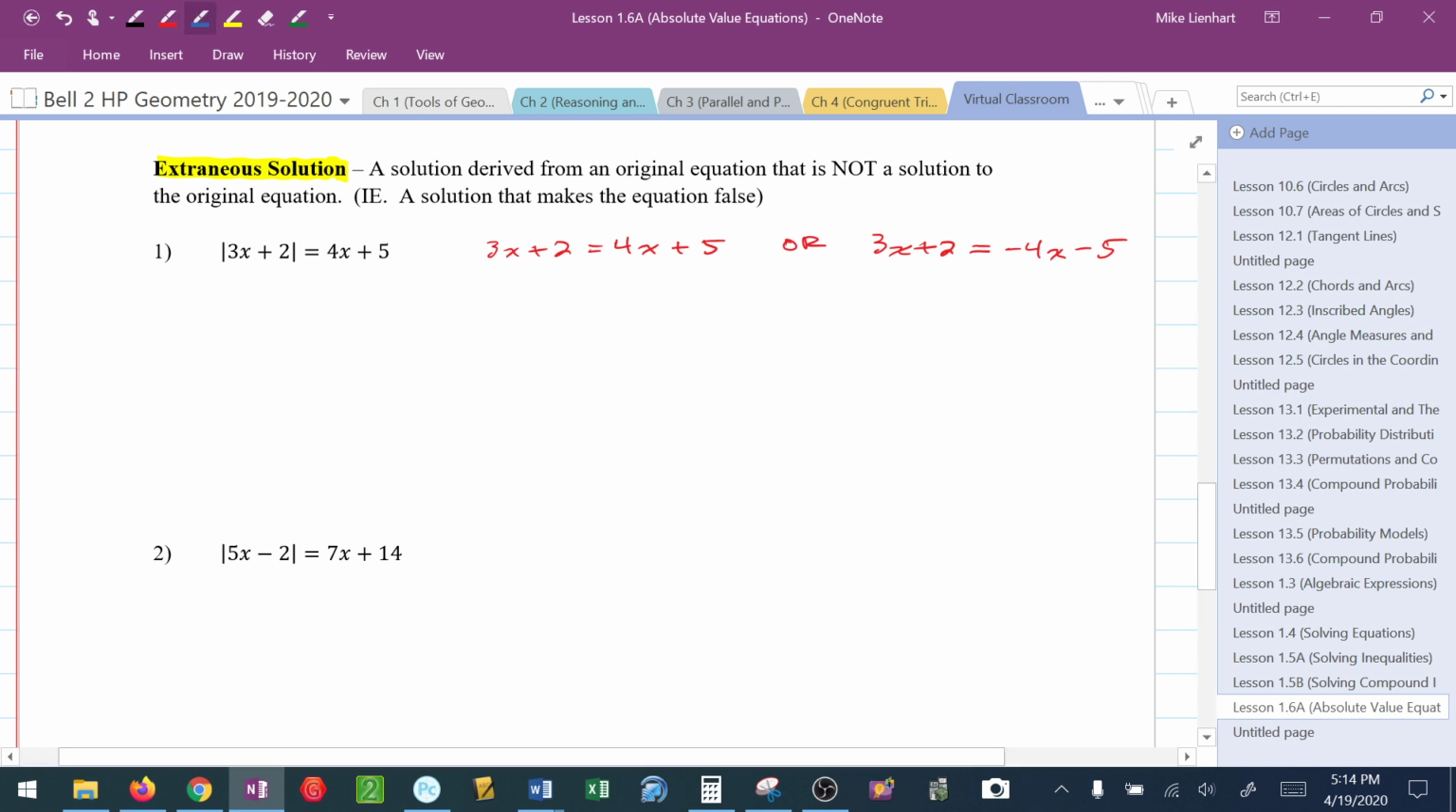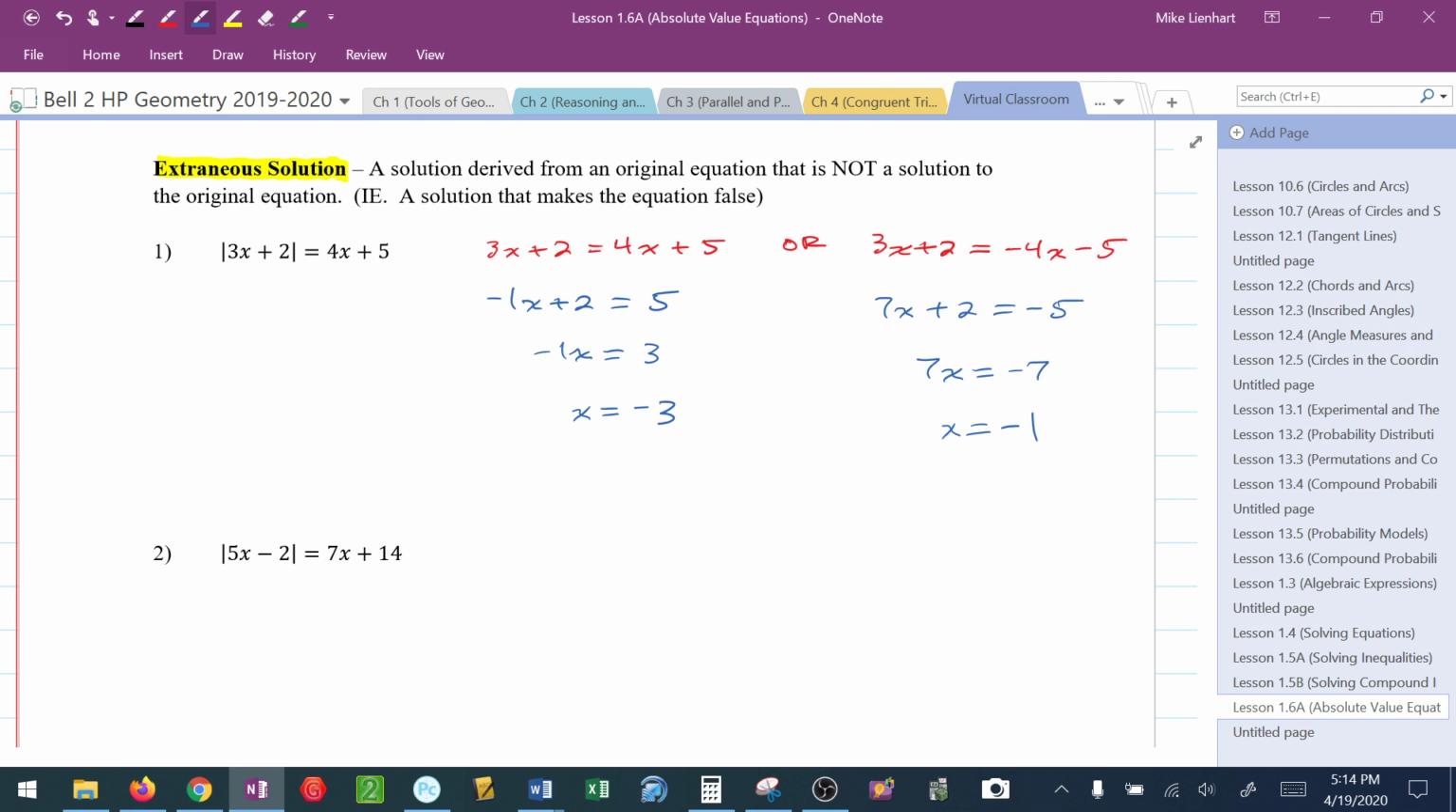I'm going to subtract 4x, so I have negative 1x plus 2 is equal to 5. I'm going to subtract 2, so negative 1x is equal to 3, and then divide by negative 1, and I get x is negative 3. All right? I'm going to solve the second one. By adding 4x, I get 7x plus 2 is equal to negative 5. I'm going to subtract 2, so 7x is equal to negative 7. And when I divide by 7, I get x is equal to negative 1. Now, I got two solutions by following the definition.